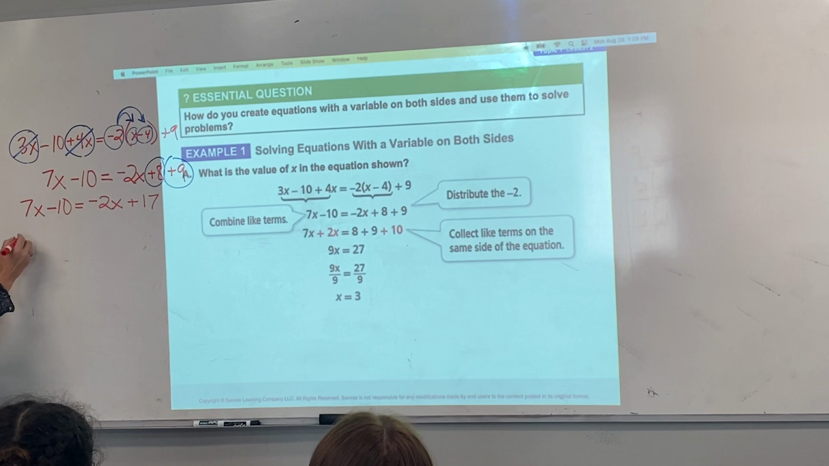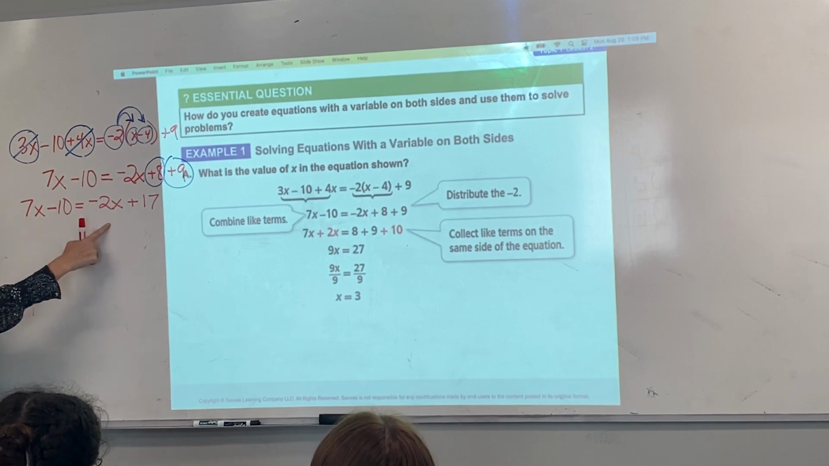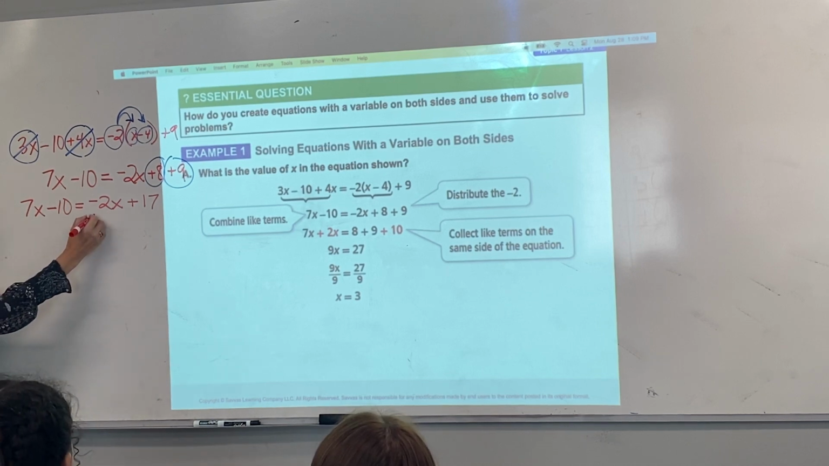There are two ways to put these x terms together. You can either add 7x to both sides. I'm sorry, not add 7x. You can subtract 7x from both sides because this is positive, right? Or you can do what? Add 2x to both sides.